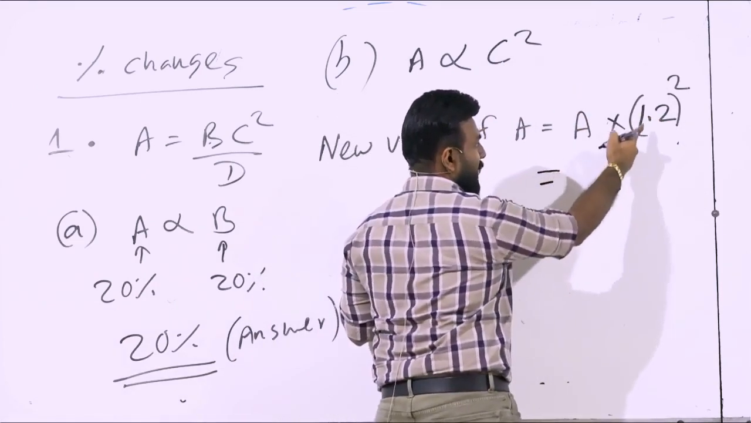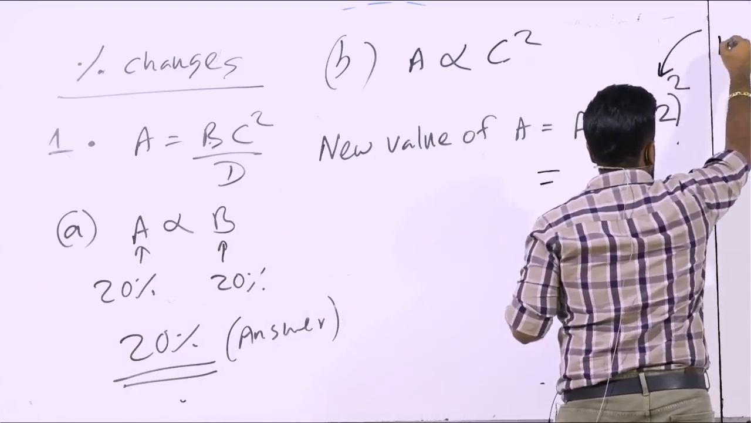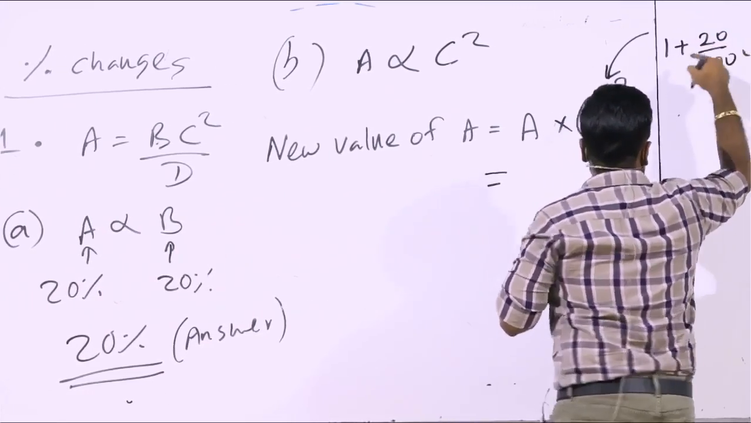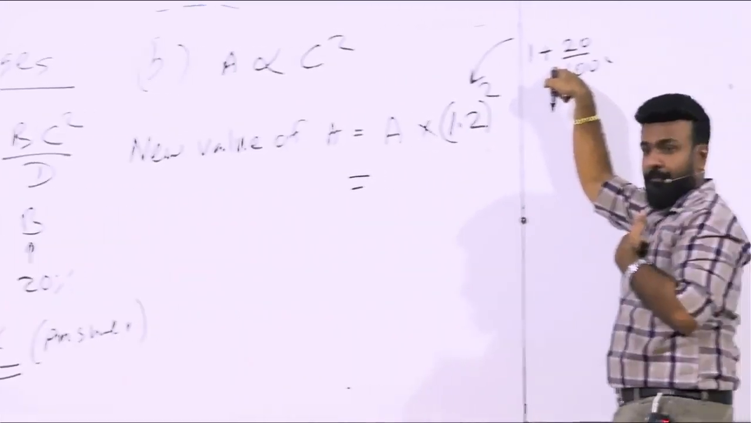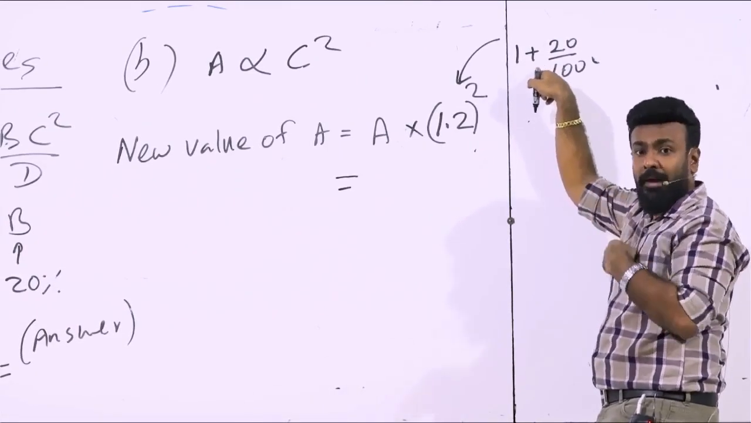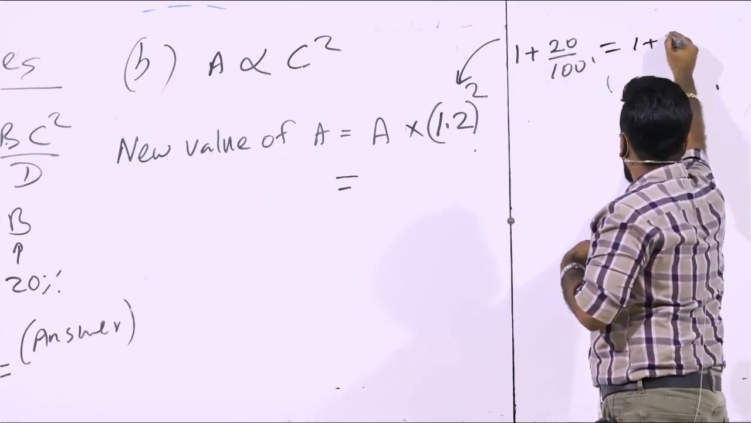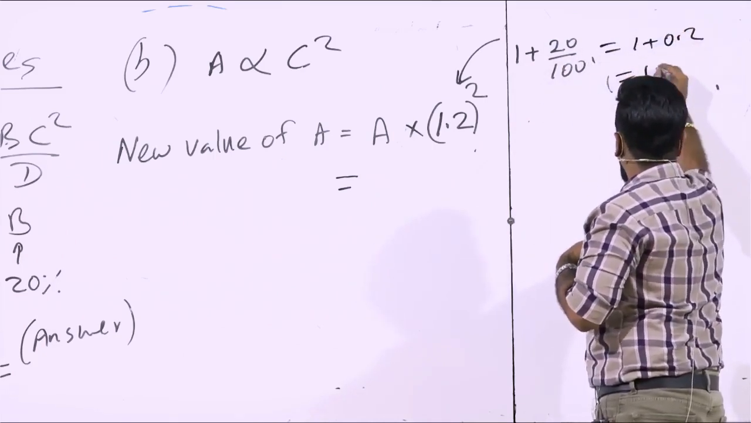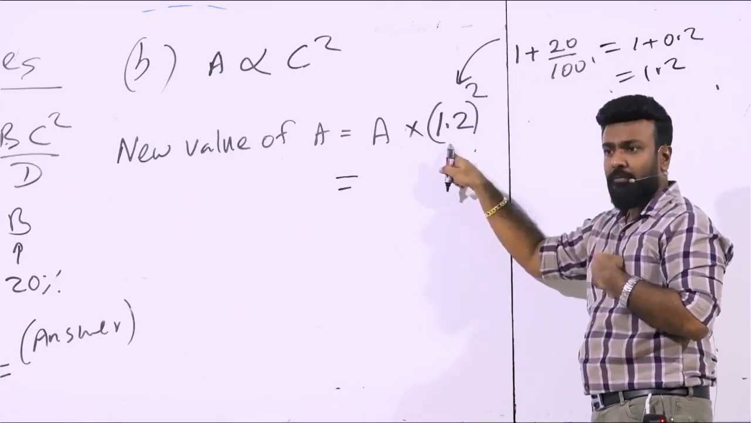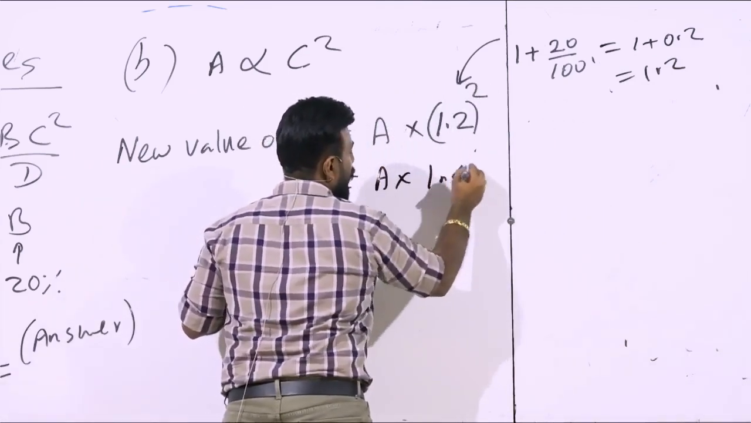1.2 came from 1 plus 20 over 100. Plus, as it is an increment; if it is a decrement, it is 1 minus. 1 plus 0.2 is 1.2. Can you understand how we got 1.2? Then this is A times 1.44.